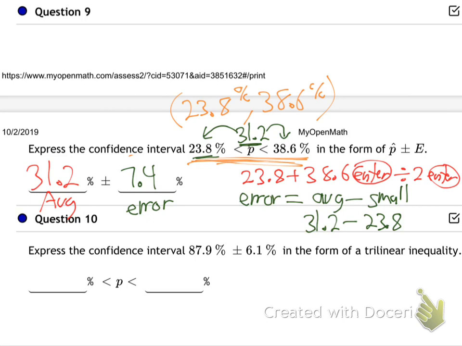You could double check when you're done. Say it was a test question, you want to be sure. You could just take 31.2, subtract 7.4, you should get that. Add 7.4, right? The add and subtract options. Just do those 2 options. You should get the 23.8 and the 38.6. It should go right back. If not, then something's wrong. Make sense on that? Okay, good. And then number 10 is more of the same, right? You just do the add and subtract there. You crank that one out.